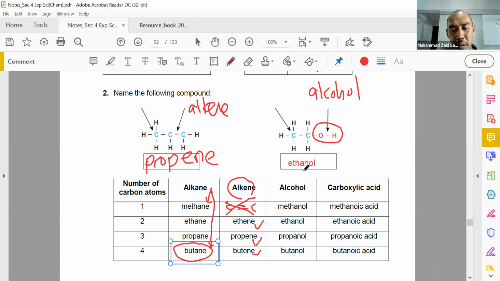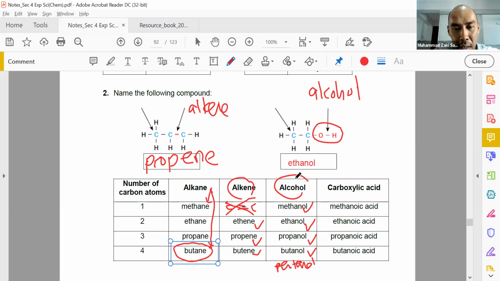Alcohol, with 1 carbon, is called methanol, then ethanol, propanol, butanol, pentanol, hexanol, octanol, panadol. Is that panadol? No lah. Does panadol contain alcohol? No. Panadol is actually paracetamol. Paracetamol also doesn't contain alcohol. That one is a different class of compounds.